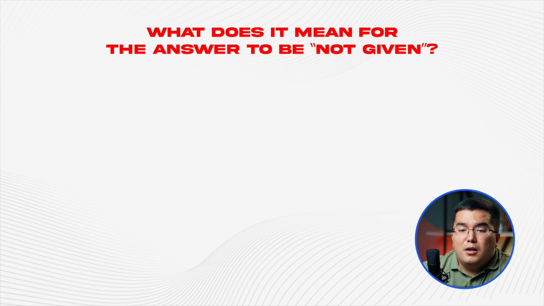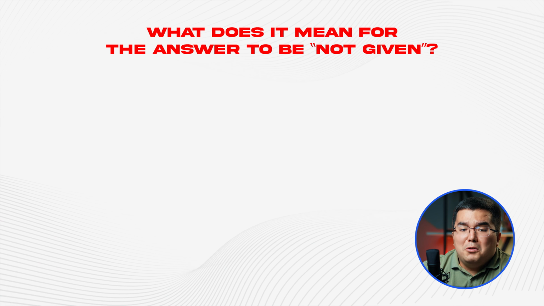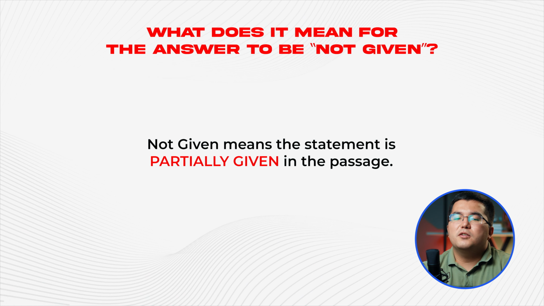Now, last but not least, what does it mean for the answer to be not given? Basically speaking, we have two types of not given. First type of not given, we call it not mentioned. So you are given a statement, and this entire statement is not mentioned in the passage at all. You cannot find anything about it in the text. You see, it has been cut out, it has been cut off. So when you come back to the text, you try to find the relevant part of the text, but you cannot find it.